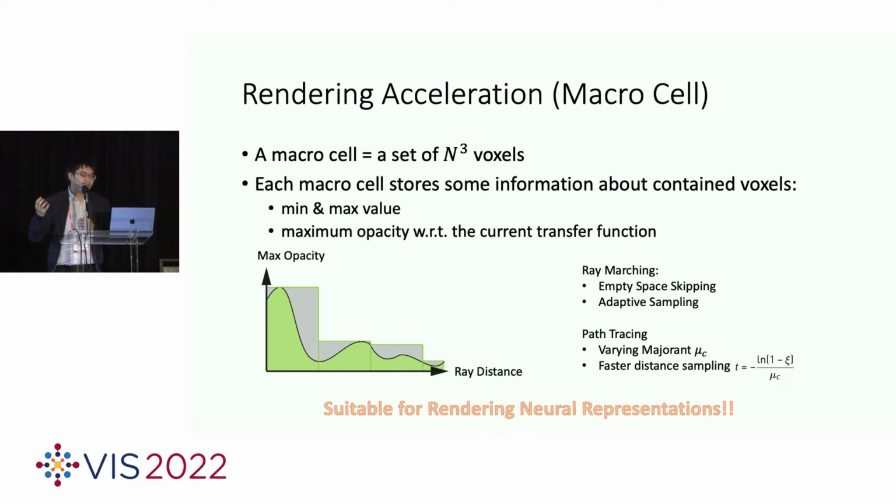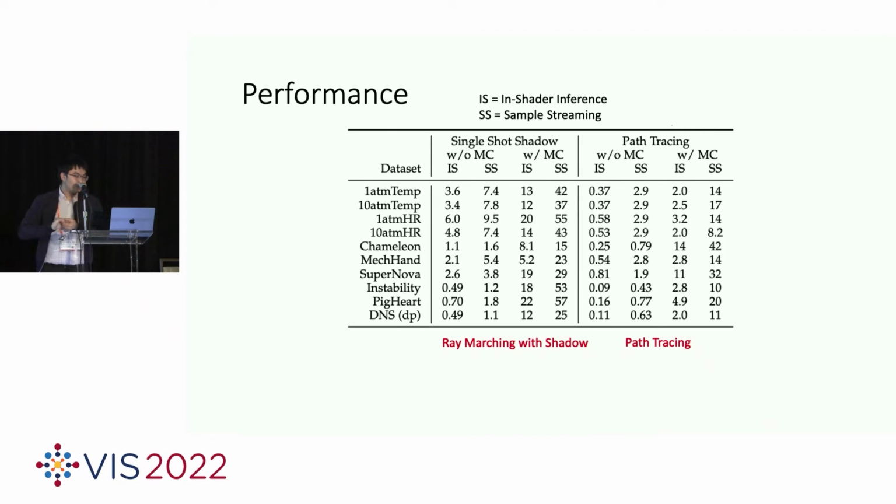And this type of optimization, although very simple, we found is very, very suitable for rendering neural representations. This is because for neural representations, sample costs become very, very high. And this optimization exactly reduces the number of wasted samples we do in rendering. So it's very effective because this is optimizing the main bottleneck. And this is a result. We can see that the macro cell can give up to about 40x speedup compared to without macro cell acceleration.